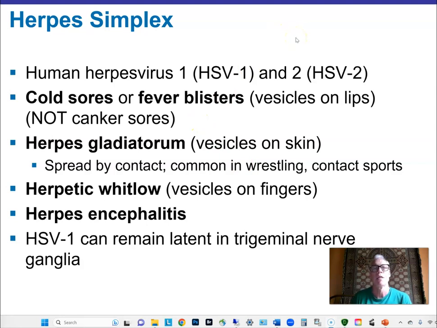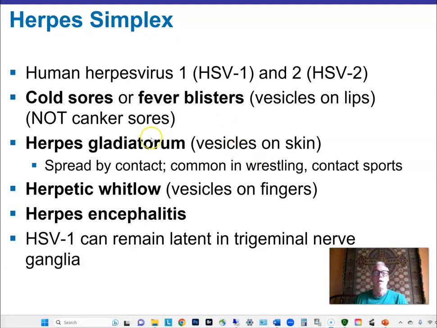So, herpes simplex viruses 1 and 2, those are the old traditional names, but they're still very much in use. The more recent designation is human herpes virus 1 and 2, HHV 1 and 2. Anyway, human herpes virus or human simplex virus 1 is associated with cold sores, or fever blisters, they're sometimes called. Not the canker sores you get inside your mouth, but the ones on the outside, on the lips or on the skin around the mouth, or even in the eyes.